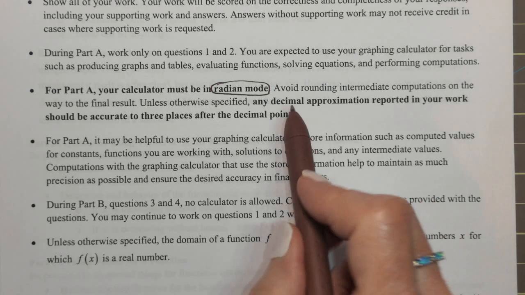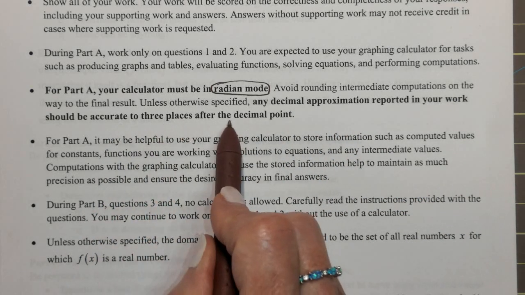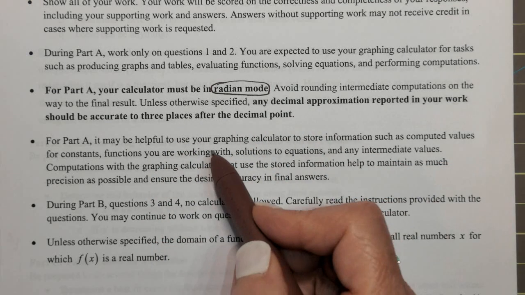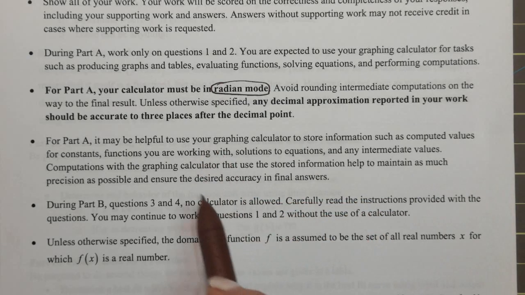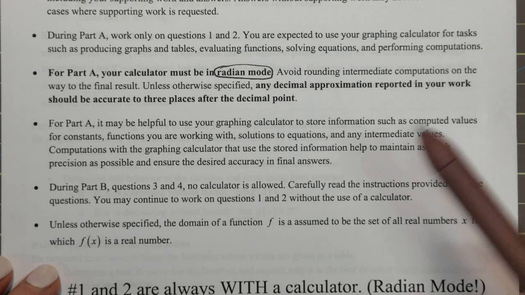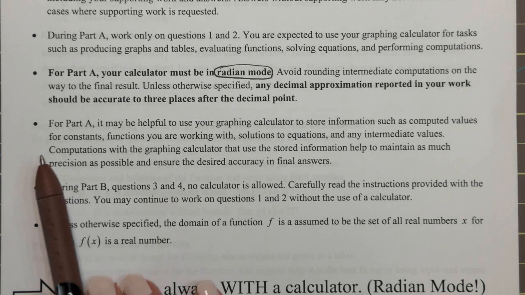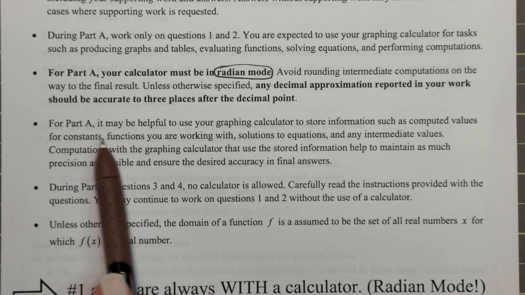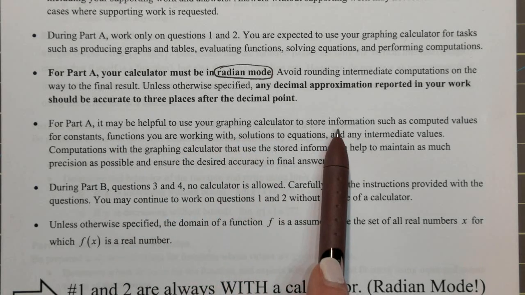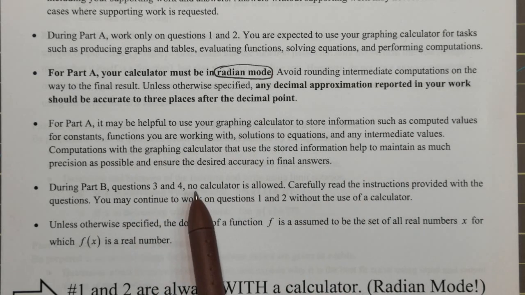Avoid any rounding errors. All decimal approximations must be accurate to 3 places after the decimal point. At least 3. You can give more, but not fewer. You don't round until the very end of your work. Use the full answer until you get to the very end of the question. For part A, it is helpful to use your graphing calculator to store information, such as those computed values of constants that you're working with.